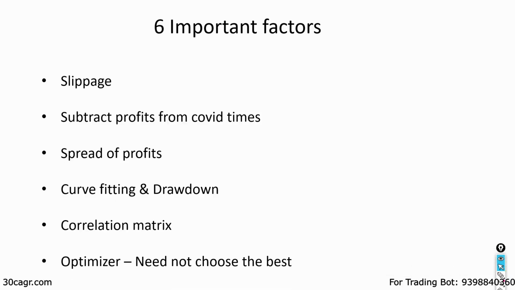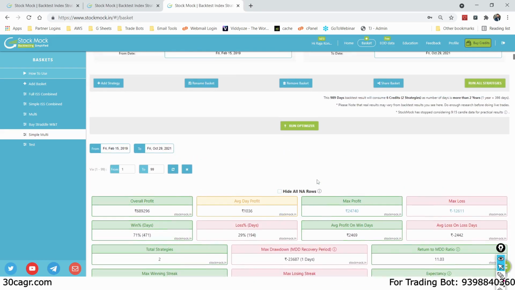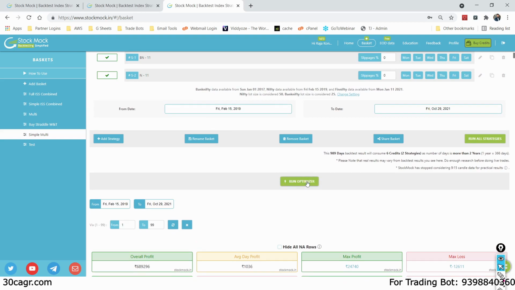And then the last but not the least, optimizer. Another excellent feature that we have on StockMark is the optimizer, run optimizer. What this optimizer does is it runs millions of combinations and then tells us what is the best combination with respect to either expectancy or return to MDD ratio or various other things. Let me show you one example.